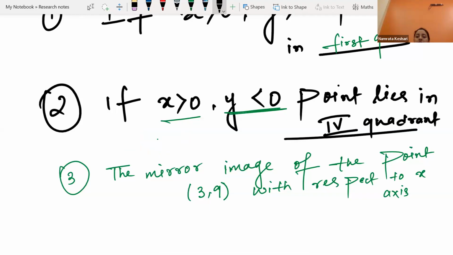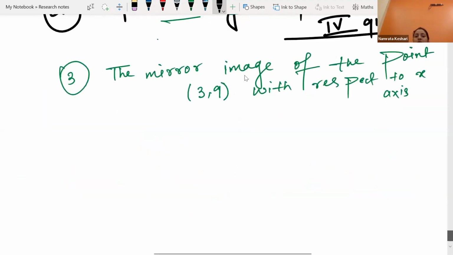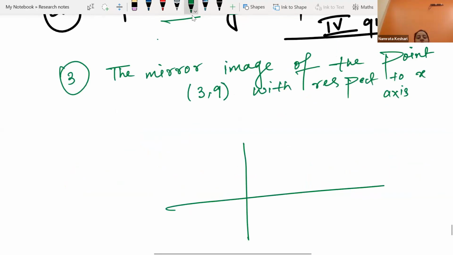Next one, the mirror image of the coordinate 3 comma 9. Okay, there is a coordinate somewhere 3 comma 9. If we understand coordinate geometry, then we know it will be lying in the first quadrant. We have to find the mirror image of it with respect to the x axis.